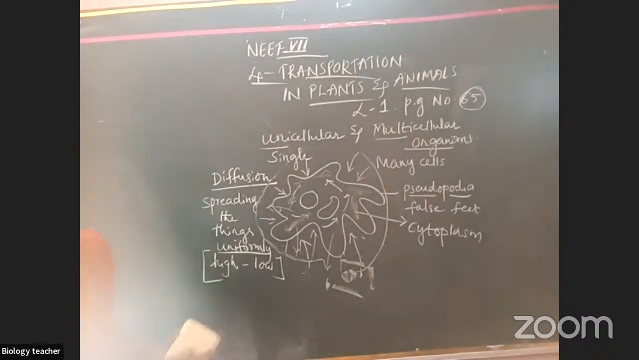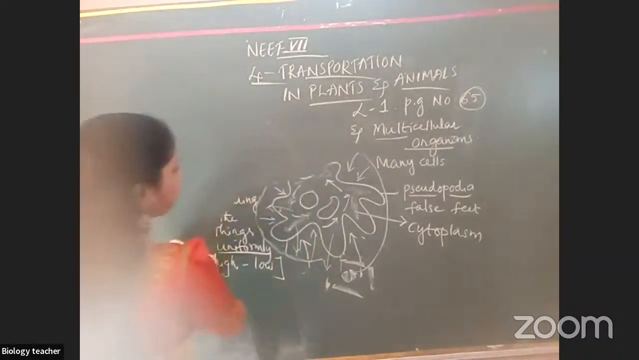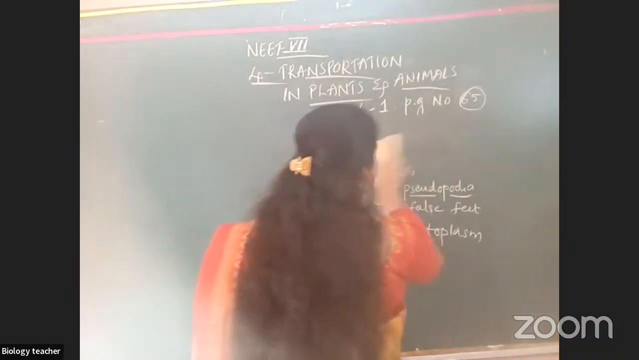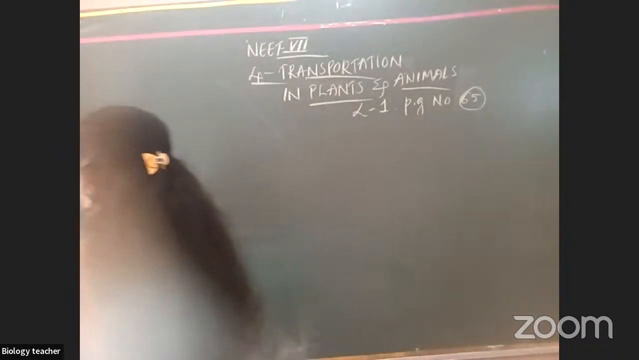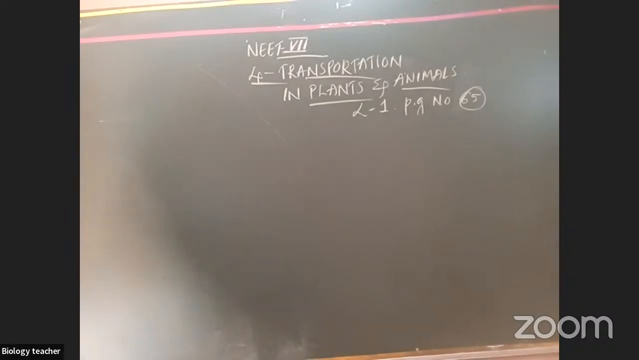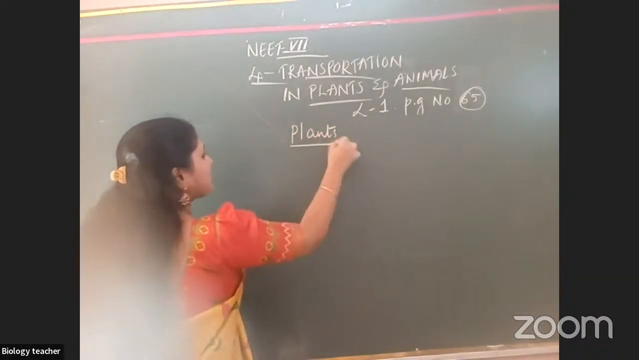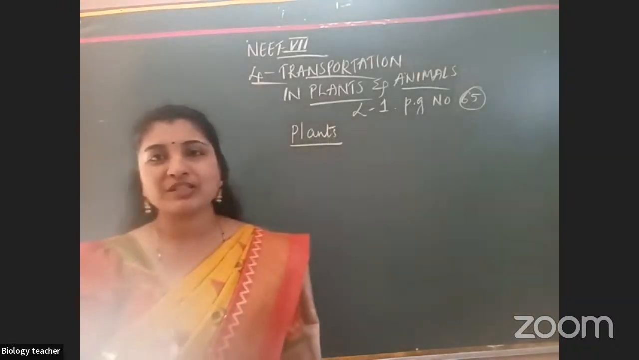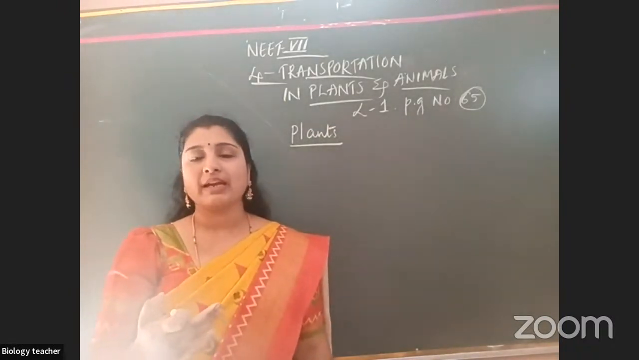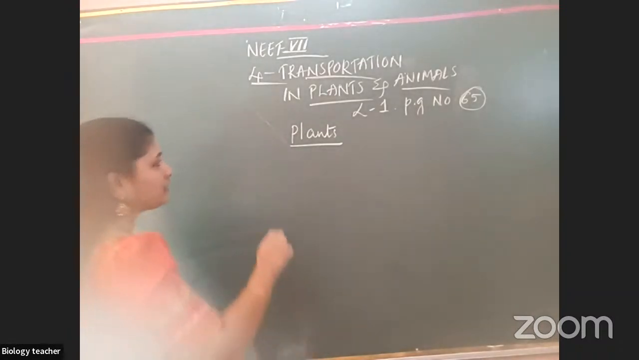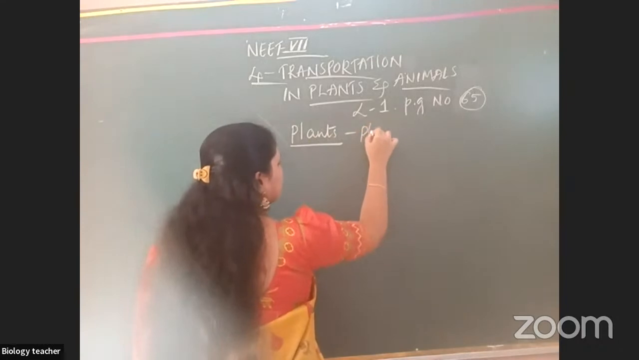So next, how does the transportation take place in plants, in multicellular organisms? Let us recollect about the plants. In plants, you all know that plants are known as autotrophs because they prepare their own food material. And they are known as autotrophs because they carry out photosynthesis. So you all know about photosynthesis.